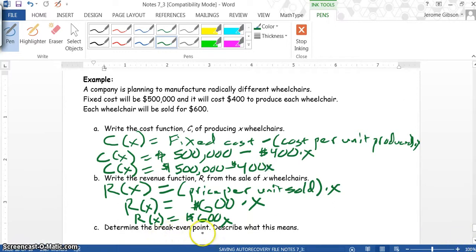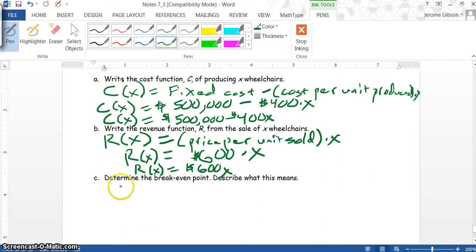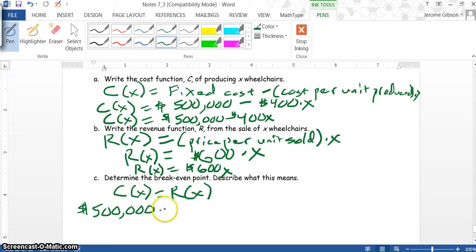Now it says determine a break-even point. Describe what that means. Now, the break-even point is when you have the cost function, C of x, equal to the revenue function, R of x. Now we can substitute those values in. C of x, we know it's the fixed cost plus the cost per unit, which would be $500,000 plus $400x, is equal to the revenue function, which would be $600 times x.